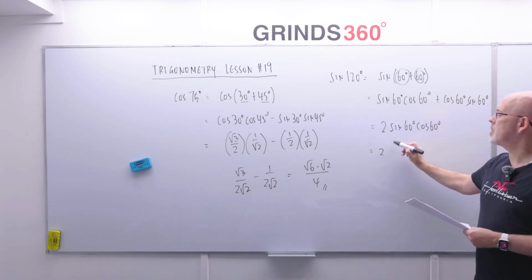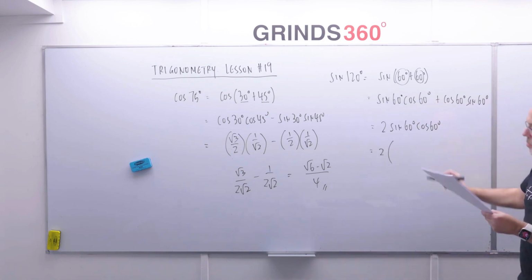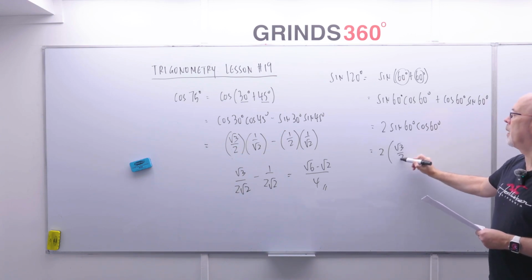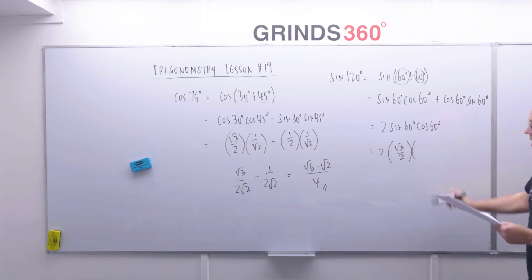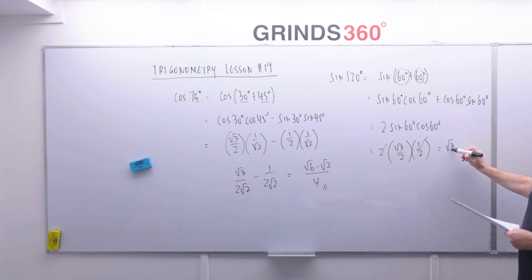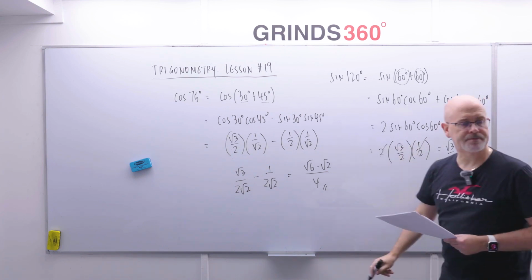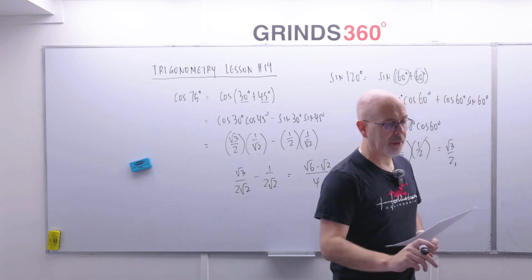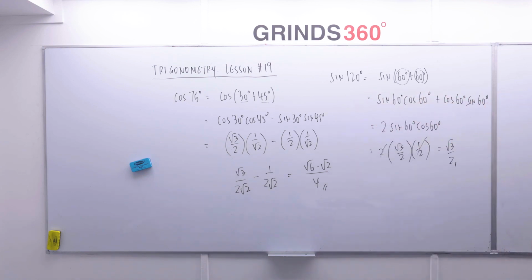That's going to be 2 times sine of 60 degrees, which is root 3 over 2, and cosine of 60 degrees is a half. So 2 times a half will cancel. Your answer there is just root 3 over 2. Okay, so the answer for that one is root 3 over 2.